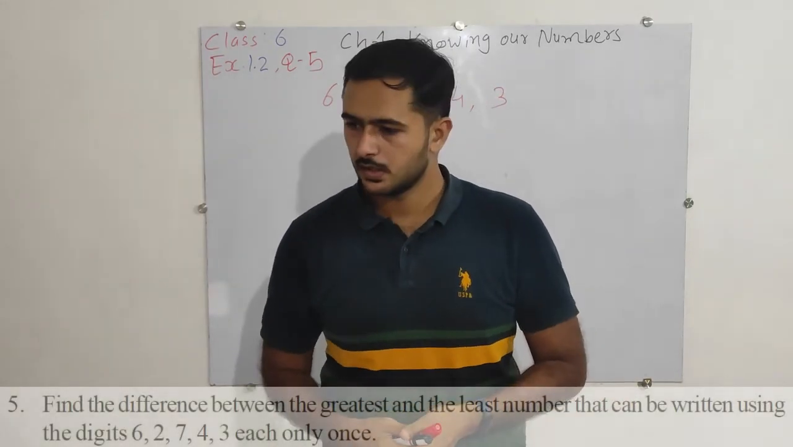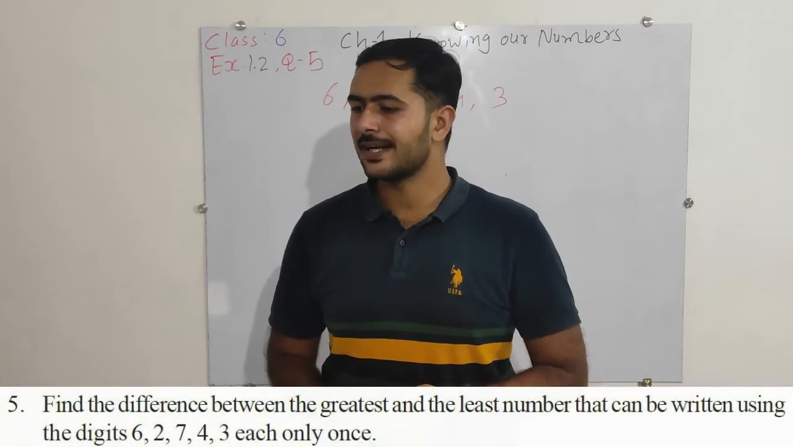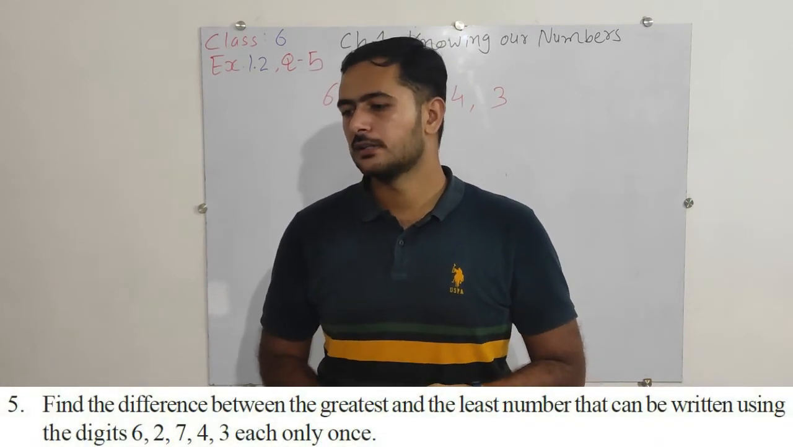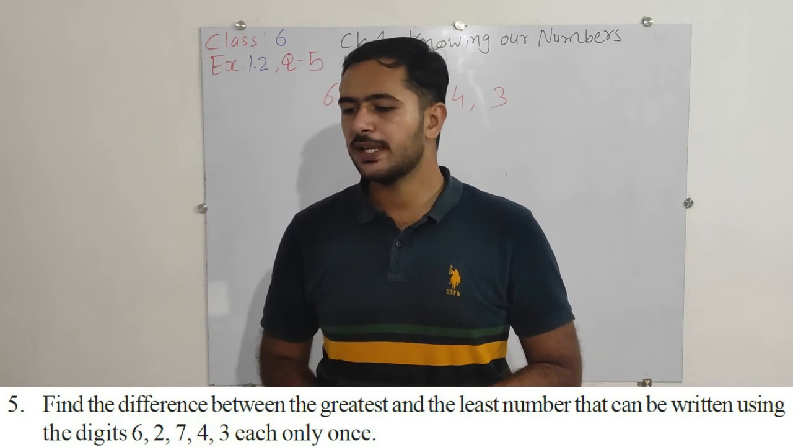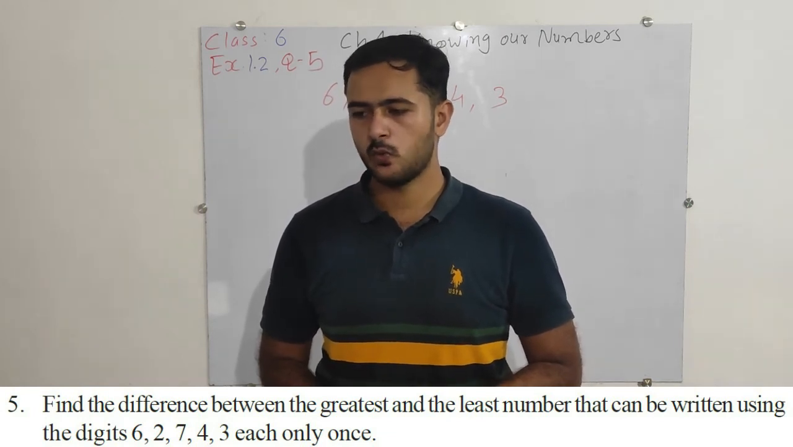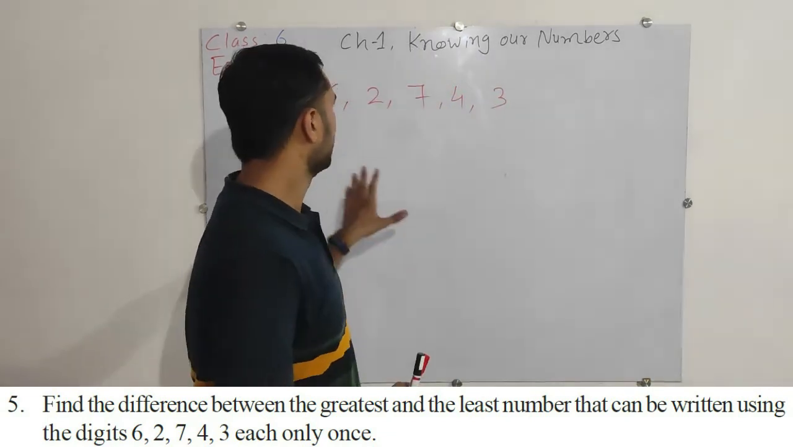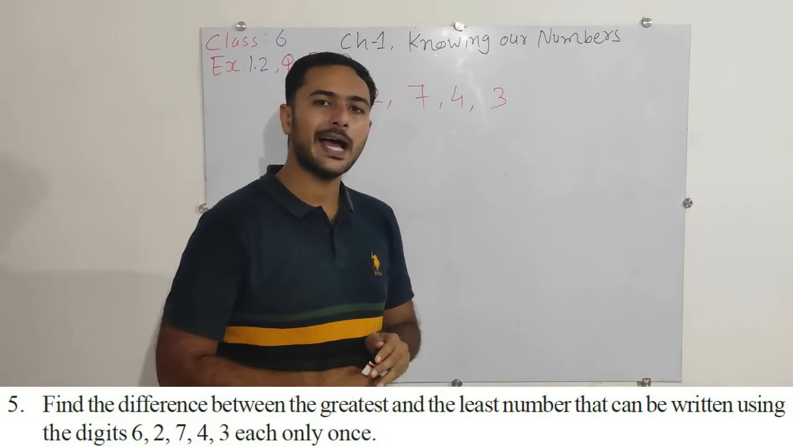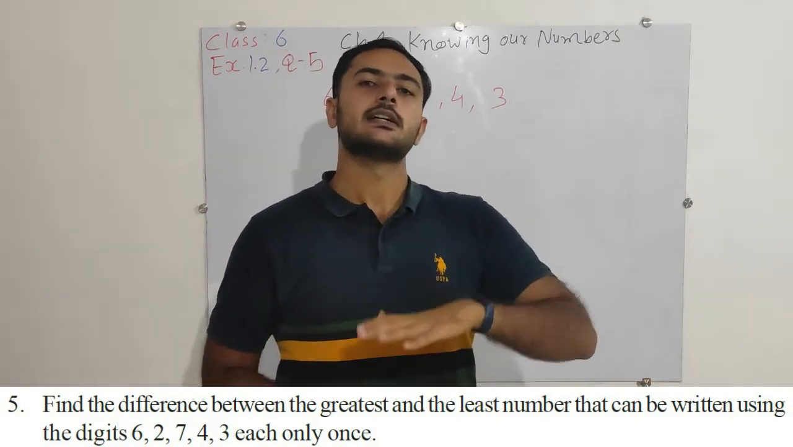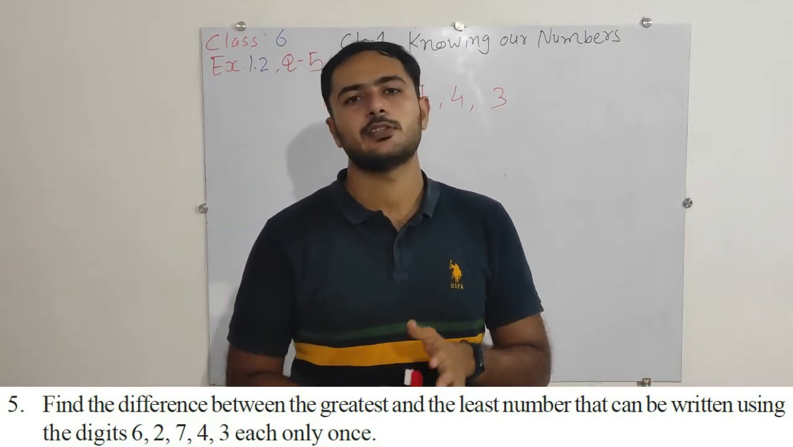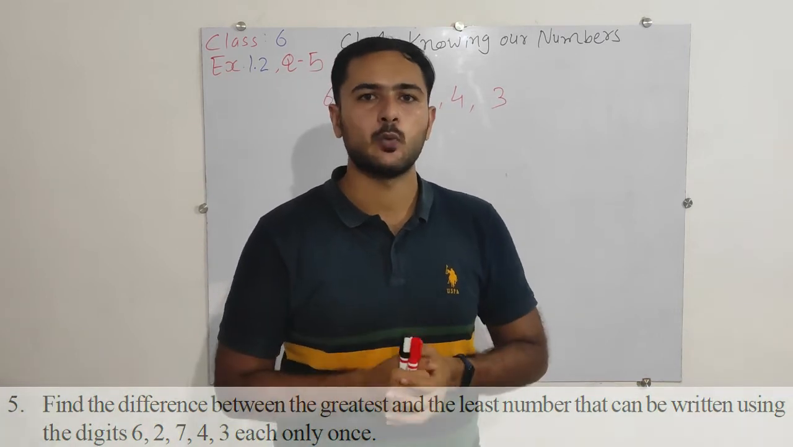Question number 5. Find the difference between the greatest and the least number that can be written using the digits 6, 2, 7, 4, 3, each only once. Okay. So here we have different digits and we have to first of all form the greatest and the least number. So it means the larger one and the smaller one.